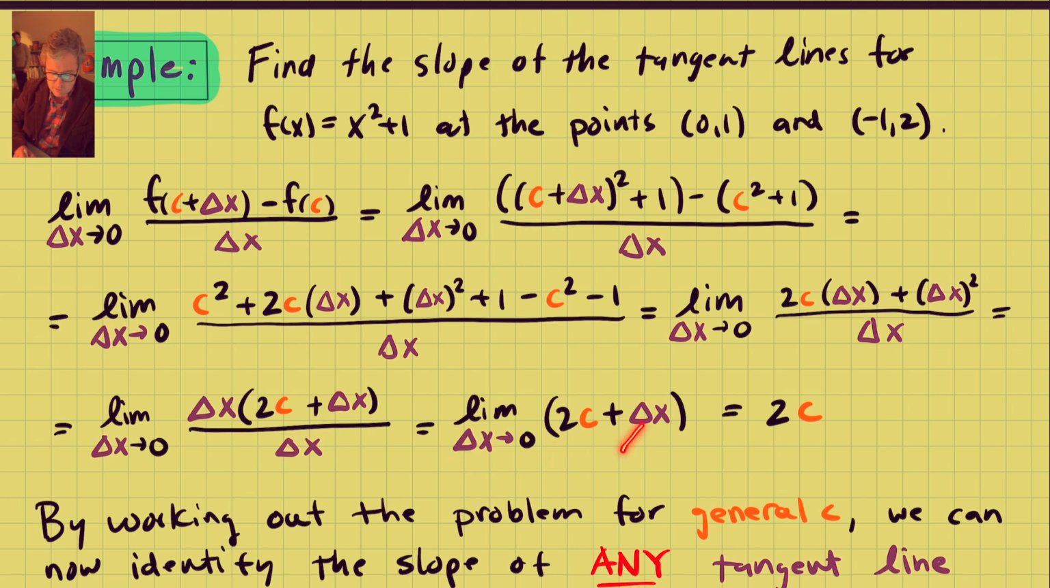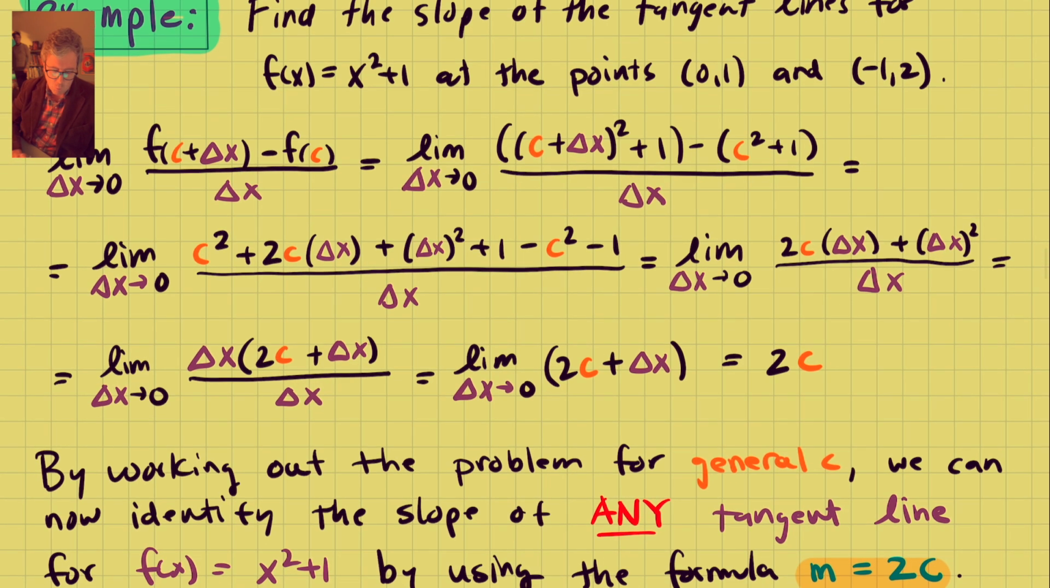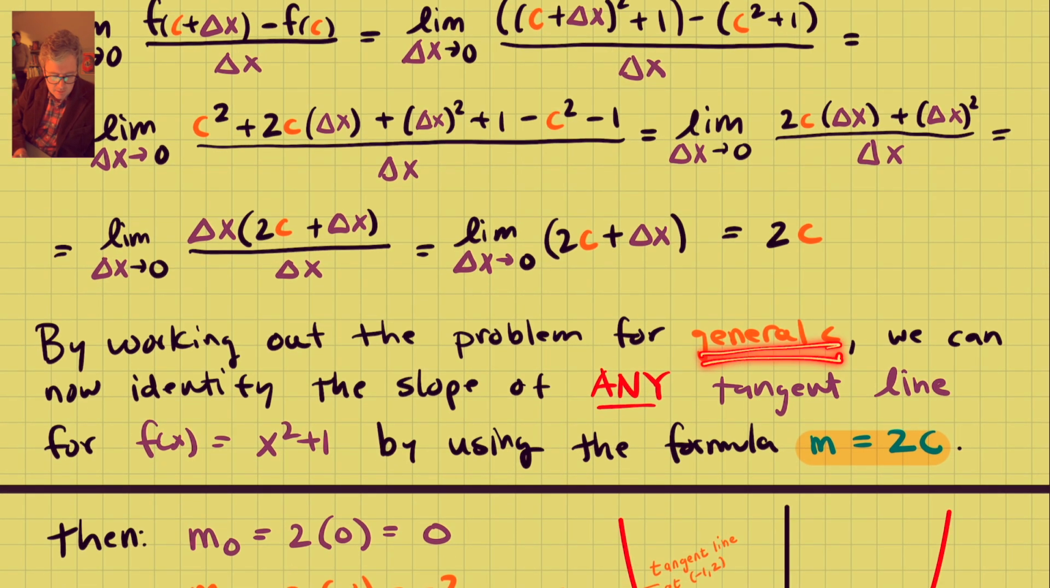Right, and so when we do that, this term goes to 0 and becomes meaningless, and what you're left with is 2c. Right, so in this case, because we left c in the expression, we didn't plug in a specific value of x like we did in the previous example. Now it looks like I have basically an equation. So by working out the problem for a general c, we can now identify the slope of any tangent line for this function. Okay, so that's something, isn't it? We can identify the slope of any tangent line for this function by using this formula.